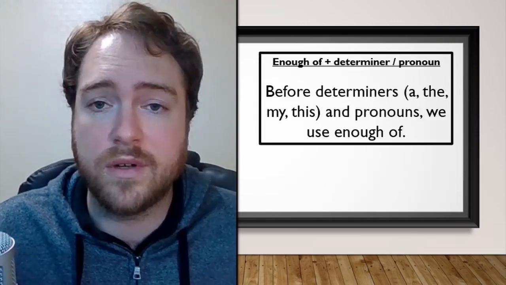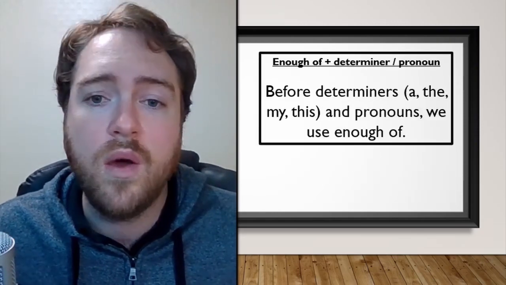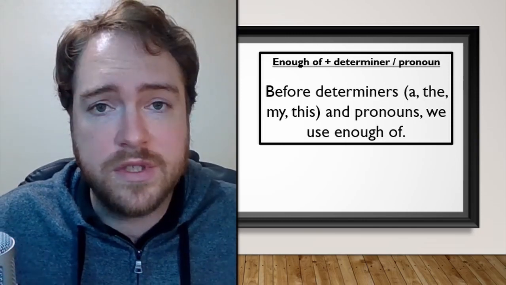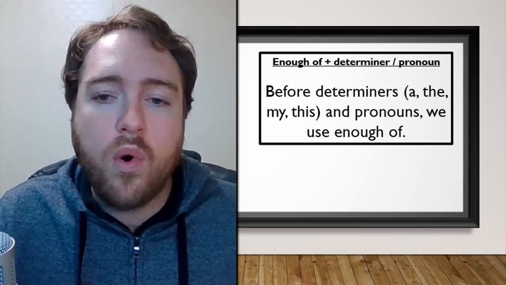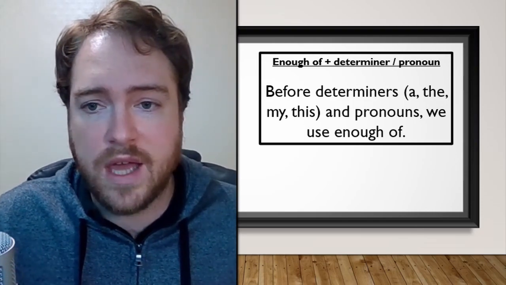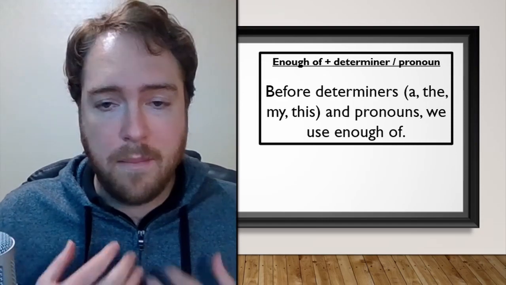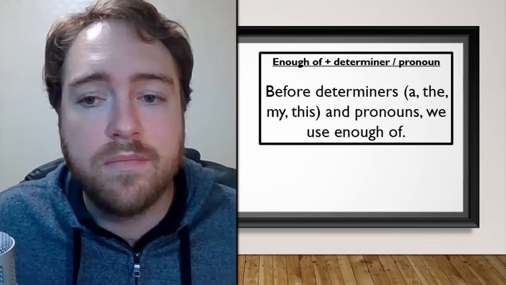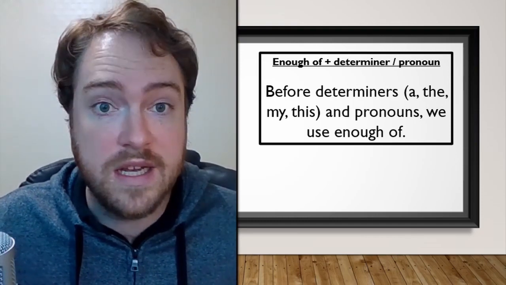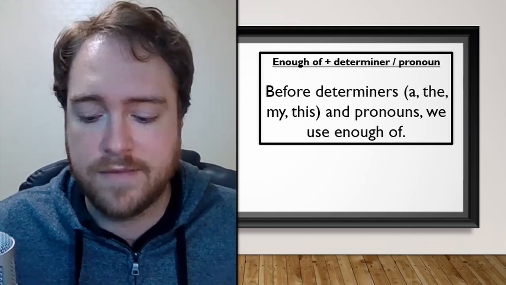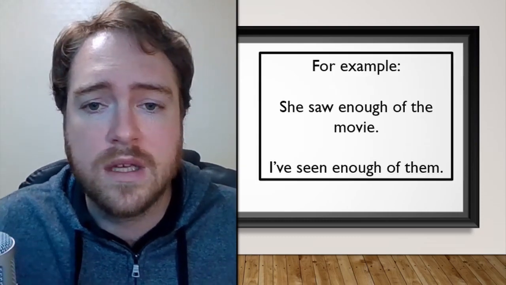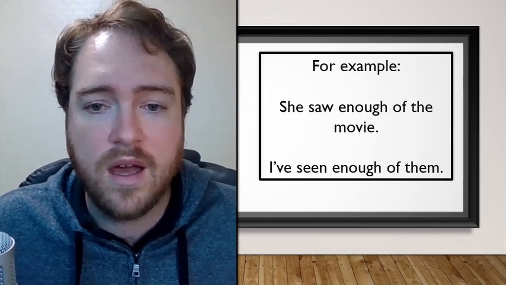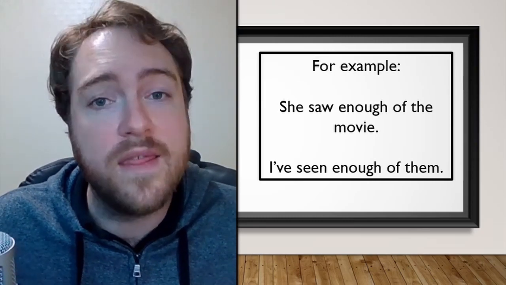And our next grammar structure for enough is when to use enough of. Okay, and we would use enough of before determiners. Okay, so the, or my, or your, or something like that, and pronouns. Okay, so we can use enough of before those things. So let's see an example. She saw enough of the movie. I've seen enough of them.